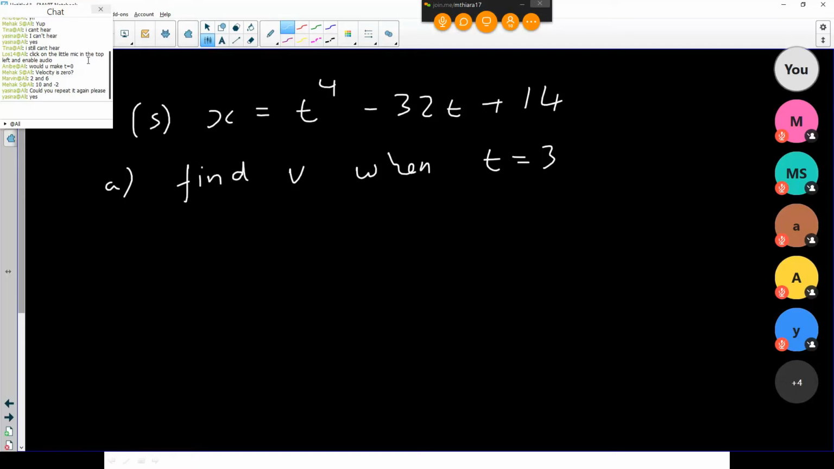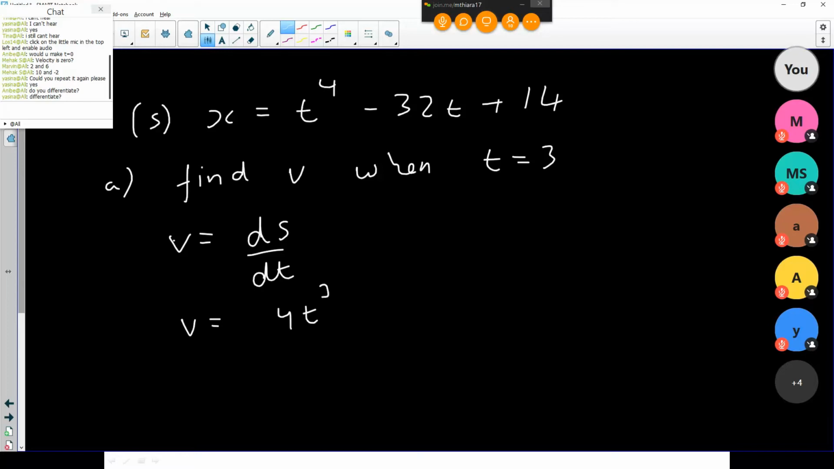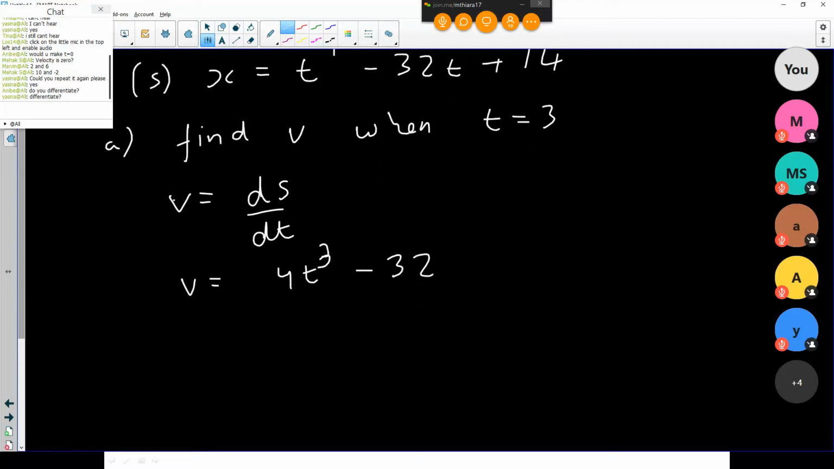Any ideas? Yeah, you would differentiate. So to get from S to V, I need to differentiate. V is equal to ds by dt. So therefore, my velocity here is going to be equal to 4t cubed minus 32, and that's it. And that's my velocity formula.